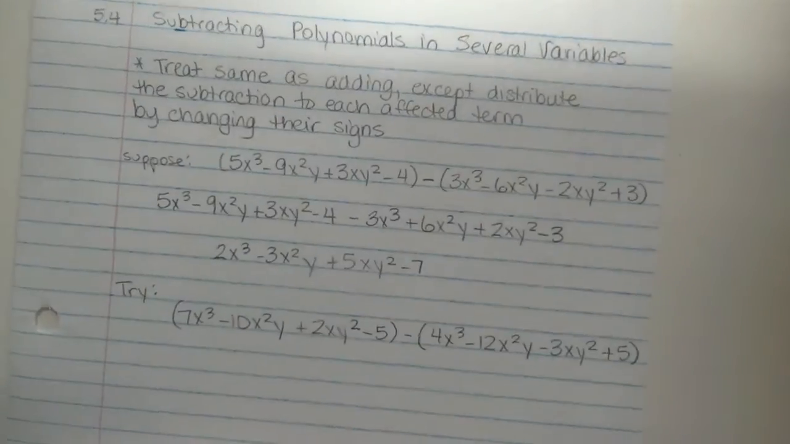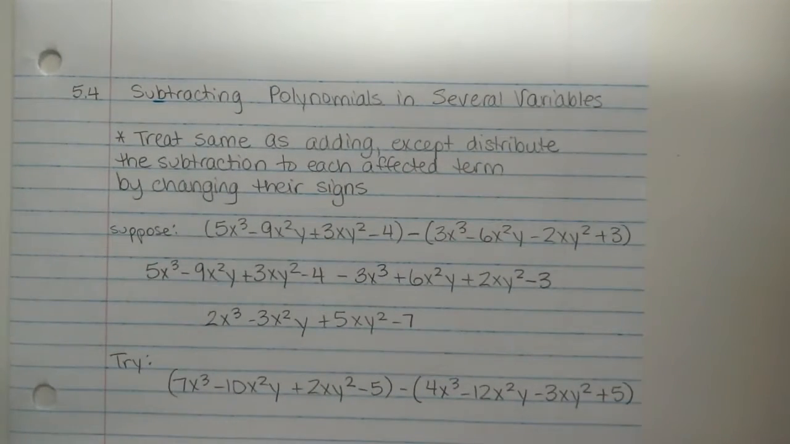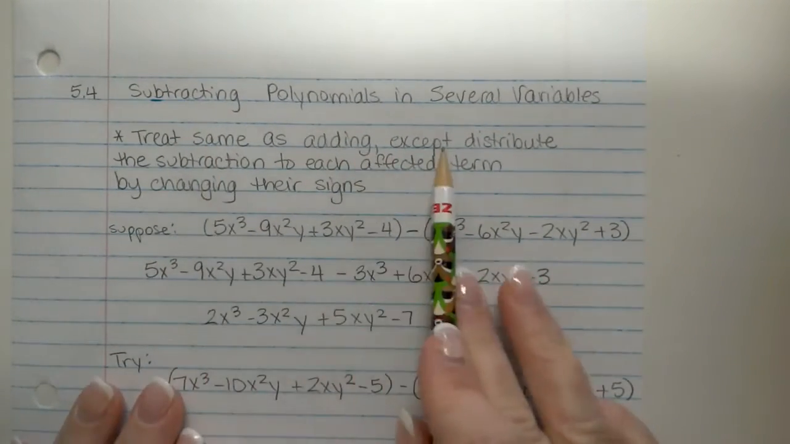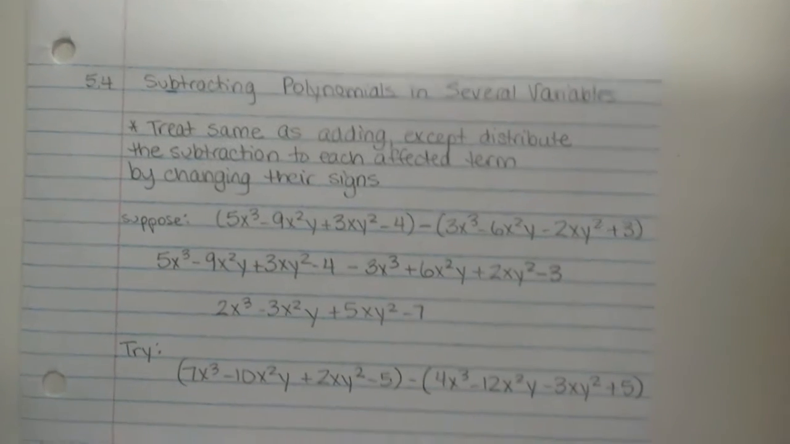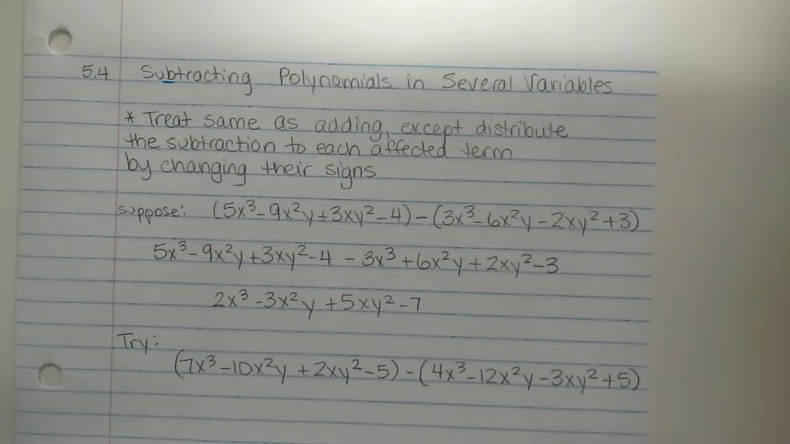All right, let's talk about subtracting polynomials. It's similar. It's like adding negatives. You treat it the same as adding. The difference is you're going to distribute the subtraction out to each affected term and change their sign.